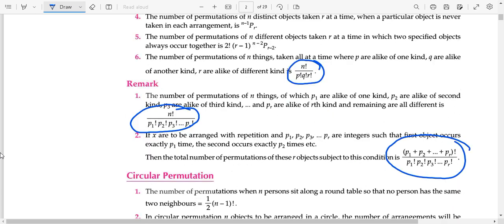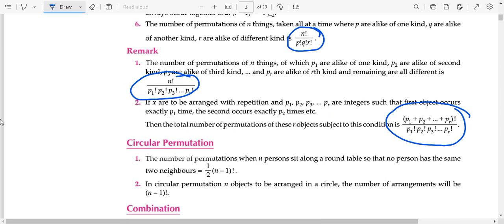Right? Circular permutation is what? The number of permutations when n persons are seated around a table, so that no person has the same two neighbors, is half of (n − 1) factorial. In circular permutation, when objects are to be arranged in a circle, the number of arrangements will be (n − 1) factorial.